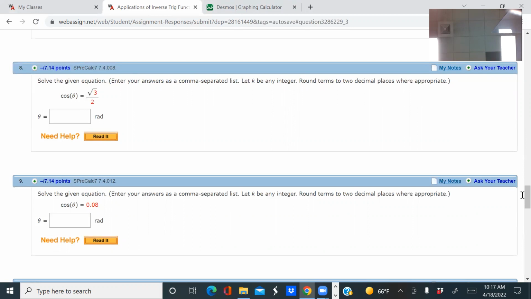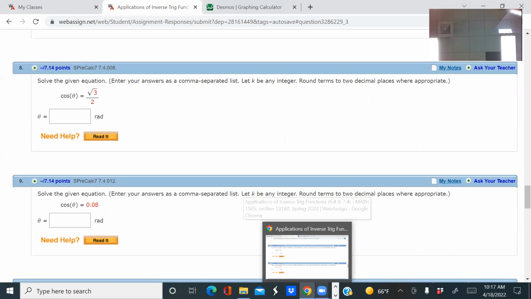But here, of course, no special angles, cosine is 0.08. So we're going to need the calculator here. So let's try this one. And I think in this case, we really do need to use radians. All right, so that's going to make it just that much harder, because we're going to have to think in radians here for a little bit. They've already told us it's all right. So, okay, let's go back to the notes.